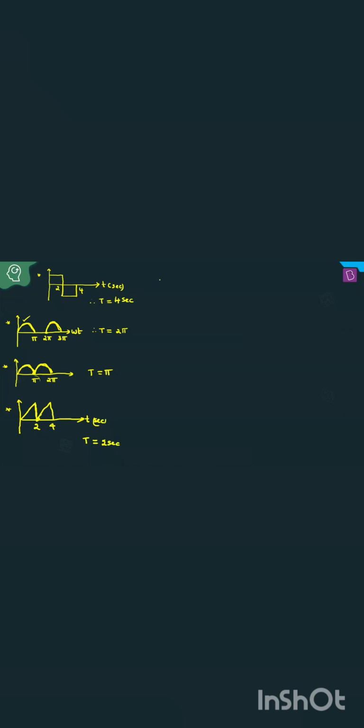See, for example, if it is given like this, just by seeing the waveform, how do you calculate the time period? This is 2, this is 4, this is 6. T is in seconds. Can you tell what is the time period of this waveform? Come on, students. T is equal to 4 seconds. The starting shape, where it starts again, is 4 seconds. The time period is equal to 4 seconds.